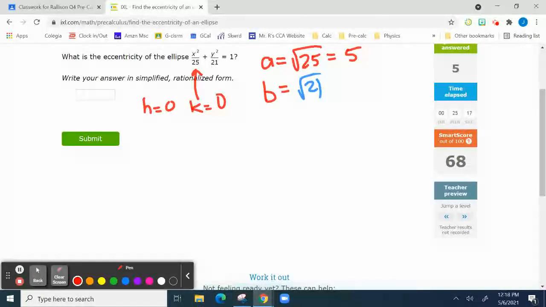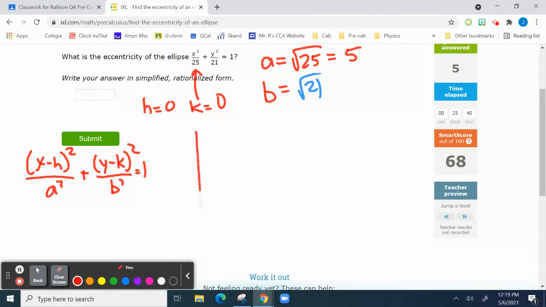Because the formula for an ellipse is x minus h squared over a squared, assuming that's the longer one, plus y minus k squared over b squared, assuming that's the shorter one, equals 1, right? So h and k equal 0. So a squared is 25 and b squared is 21. So our center is going to be 0, 0. And then our A, which is our semi-major axis, is going to be like there and there, assuming that's 5, right?